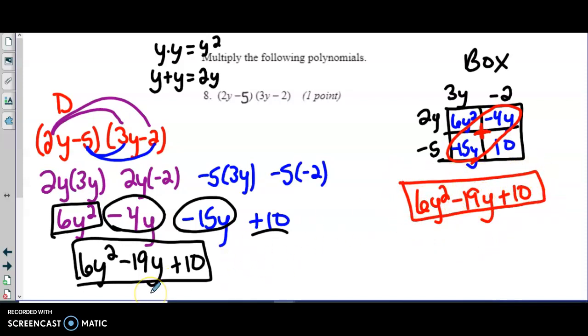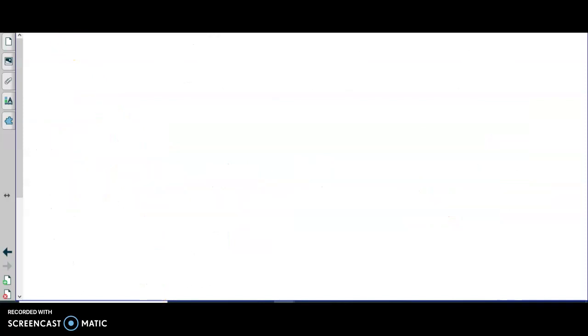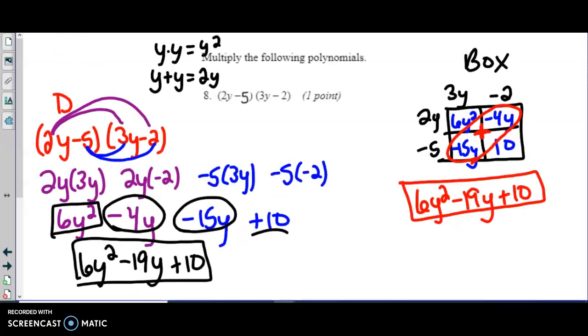Notice it's the exact same whether you distribute or use a box. From here on out, oh, that was the last one. I was going to say I'm just going to use boxes moving forward, but that was the last one.